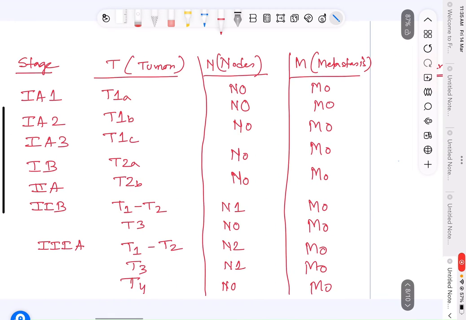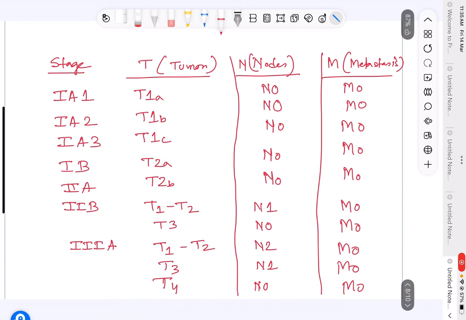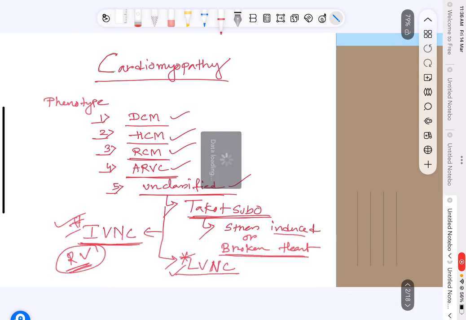Now, coming to the staging, okay, the classification is the TNM staging. Who gives the TNM staging? Tumor node metastasis staging. AJCC, American Joint Committee on Cancer.